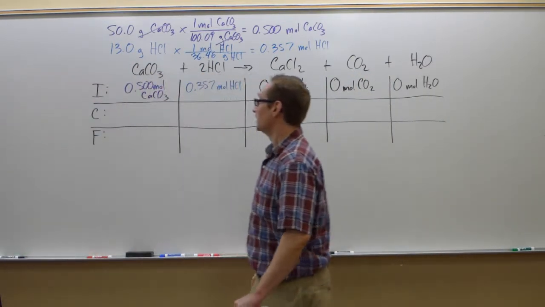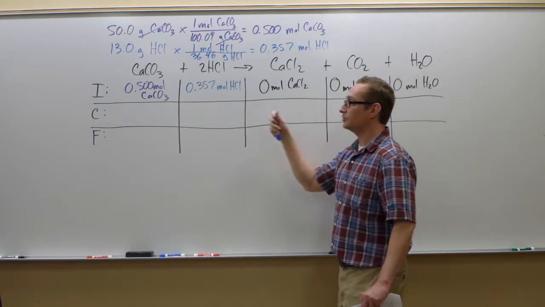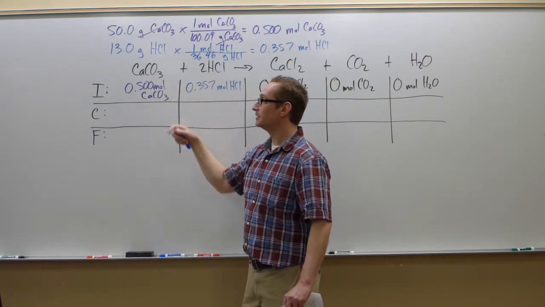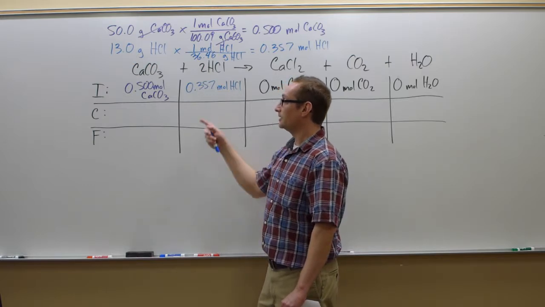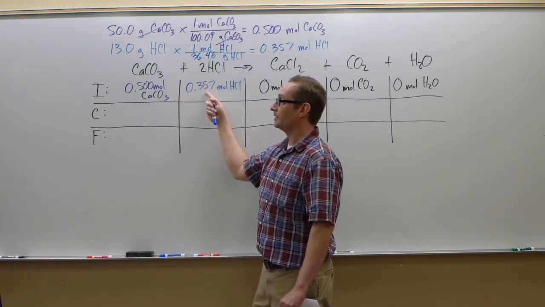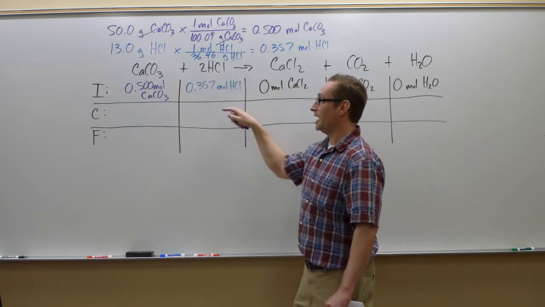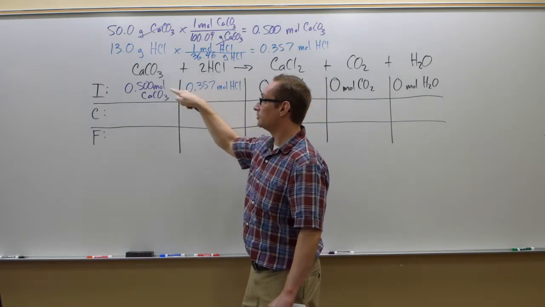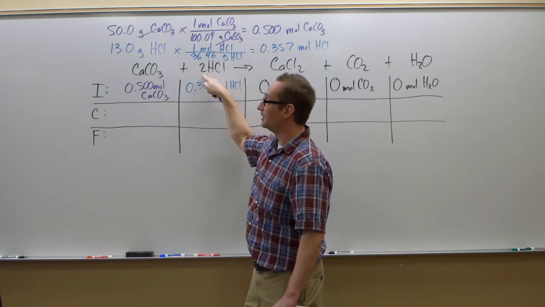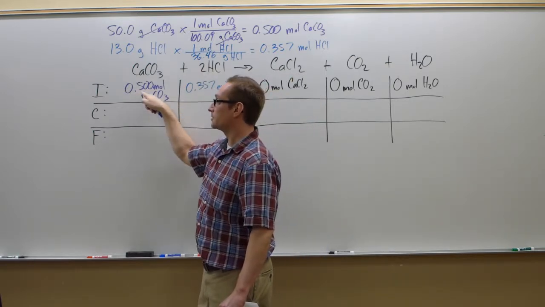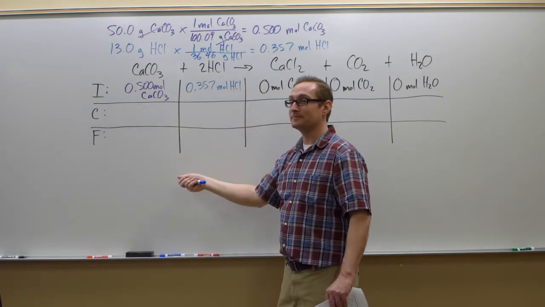Okay, so if I look at this now, how do I know which one of these two runs out? How do I know which one of these two is limiting? The smaller one? So I can look at the smaller one and say, all right, it's less than this. It's not quite that simple. What you have to do is divide the initial moles. In this case, 0.357, you have to divide it by 2. And for calcium carbonate, it's 0.500 divided by 1. And whichever result comes out the smallest is your limiting reactant.